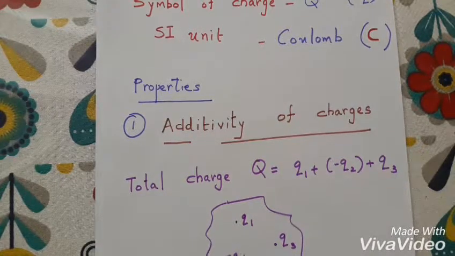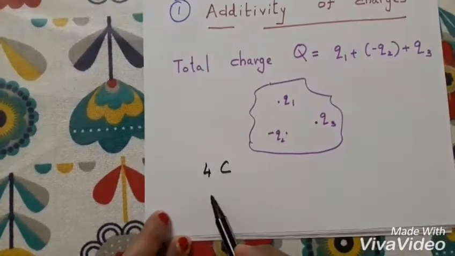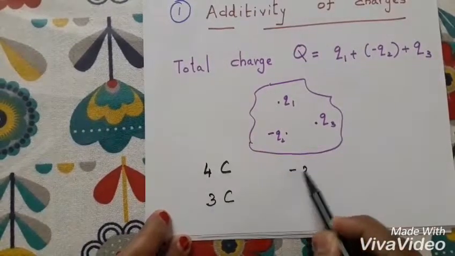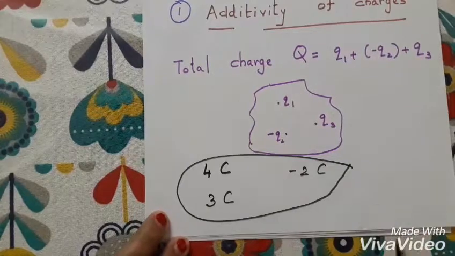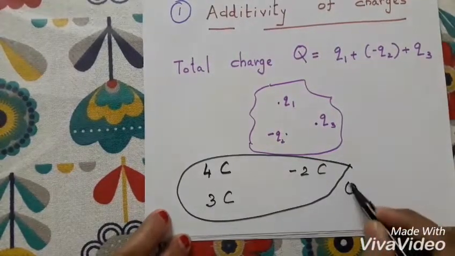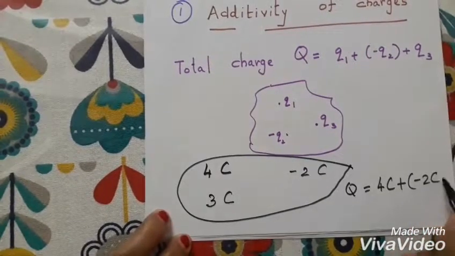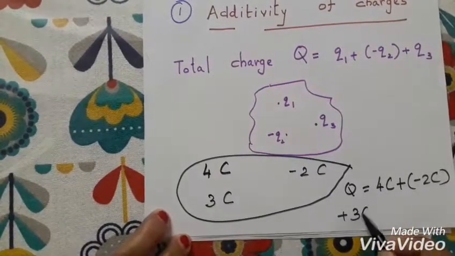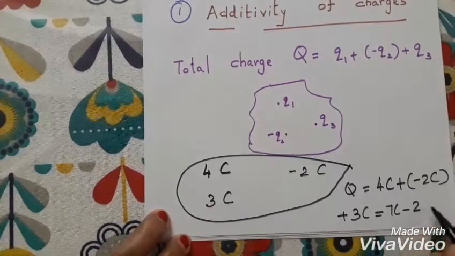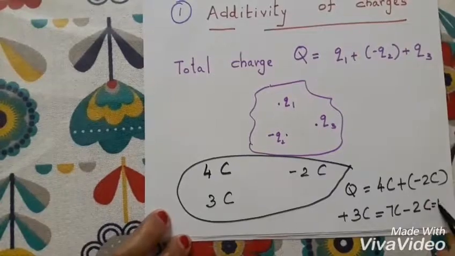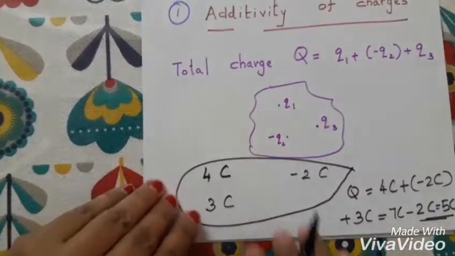But if the charges are like 4 coulomb, 3 coulomb and minus 2 coulomb in a system, then the total charge of the system using this property will be equal to 4 coulomb plus minus 2 coulomb plus 3 coulomb, which will be 4 plus 3, 7 coulomb, minus 2 coulomb, and the answer will be 5 coulomb. That's all about the additivity of charges.